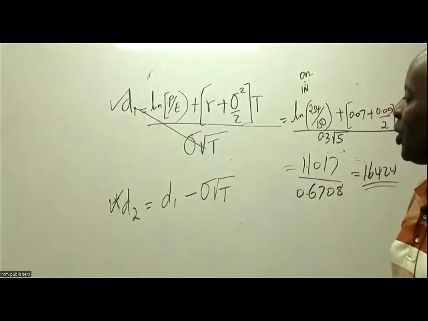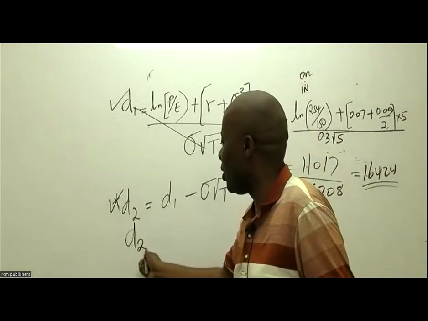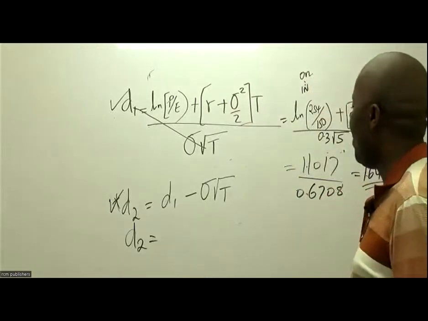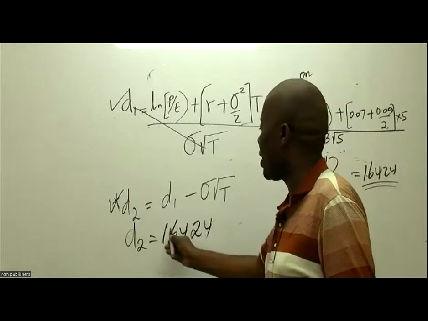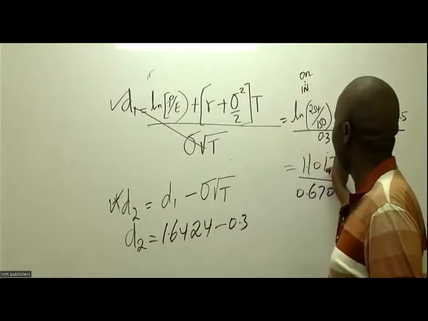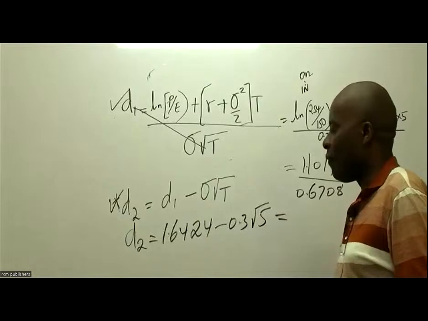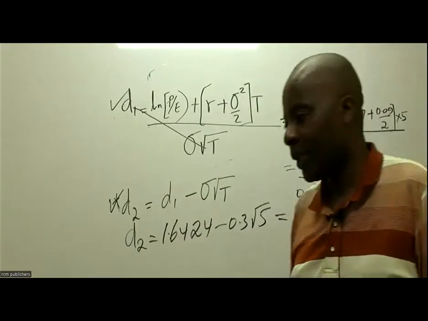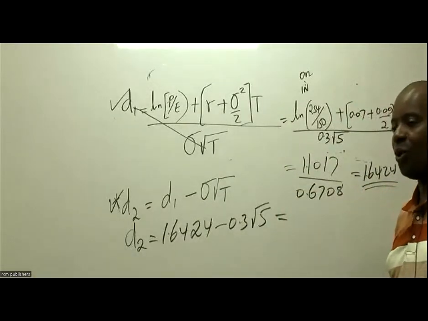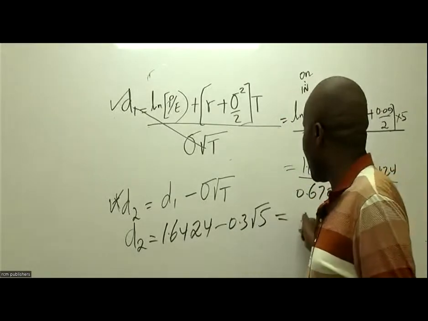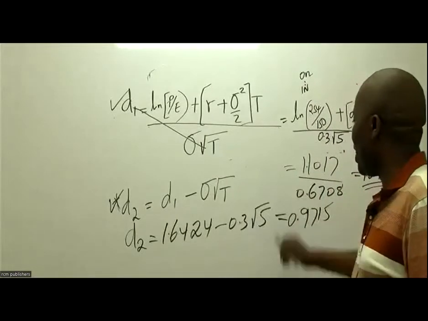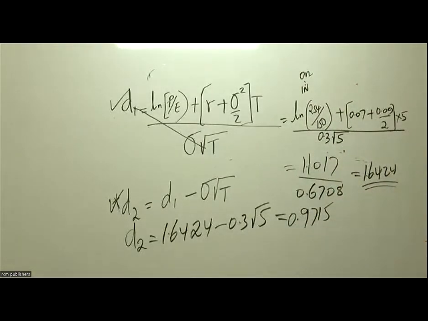Great. Now from there, ladies and gentlemen, I should be able to get my D2. So my D2 here will be equal to D1 that we have here, which is 164.24 with a decimal here, minus 0.3 root 5. So could you kindly give me 4 decimal places here for D2? For D2, what do we have there? According to Macharia, this is 9715 with a decimal there. Thank you so much.